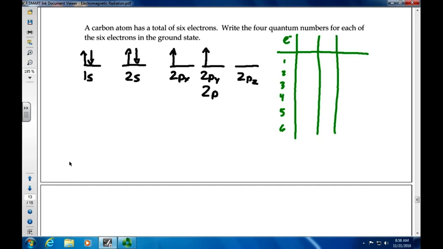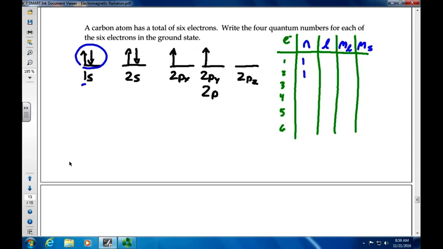N, L, M sub L, and M sub S. Okay. So now we're going to write those in here. So looking at this, we have one. We have 2 instances of 1, 2 electrons. So we're going to put 1 twice. And then 2, we have 2 electrons plus 1 here and 1 there.